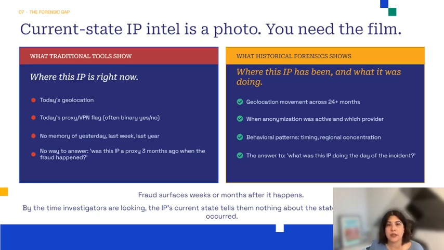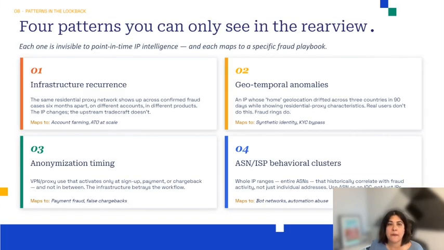of that IP address. So fraud surfaces, I think we all know this, fraud surfaces weeks or months after it happens. By the time investigators are looking, the IP's current state tells them nothing about the state it was in when the crime occurred. So let's talk about 4 patterns you can see typically in your rearview mirror, right? These 4 patterns have one thing in common. None of them are visible in a current state query. You only see them when you look back.